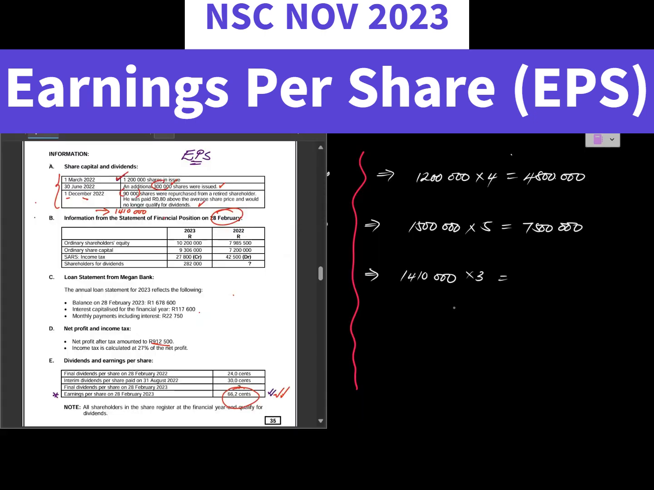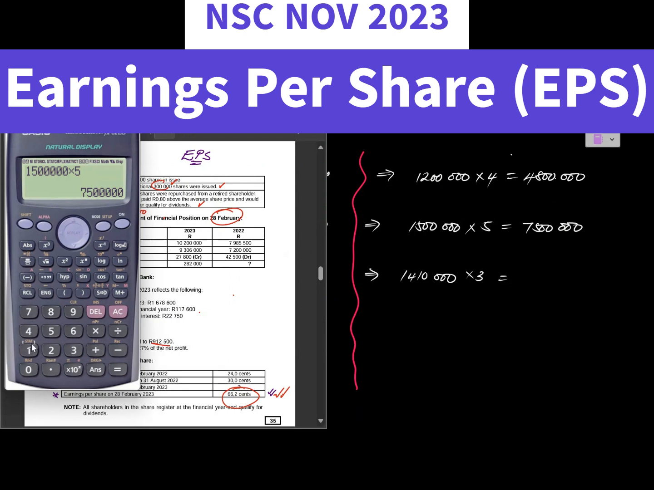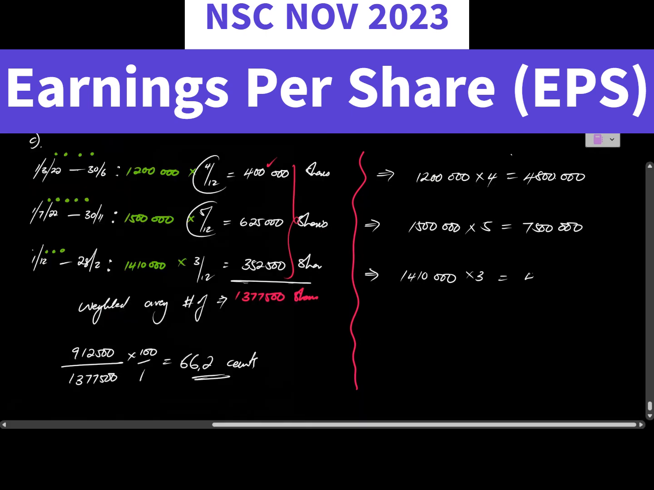Let's go back to the calculator. There it is, 1,410,000. Then I multiply that by 3, and I get 4,230,000.